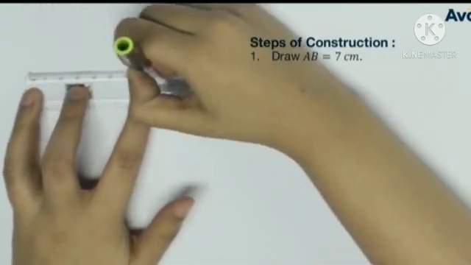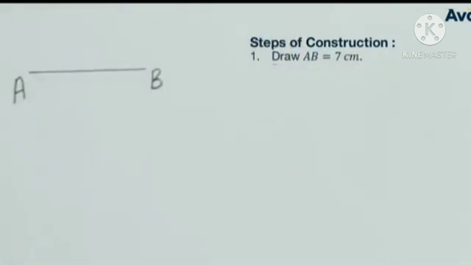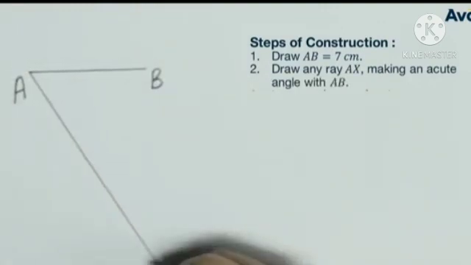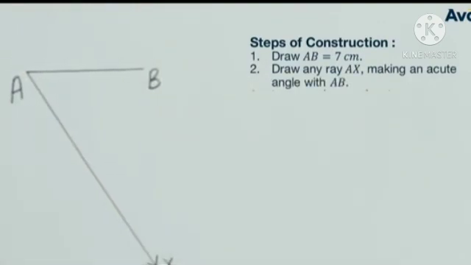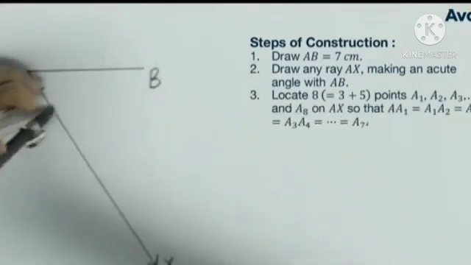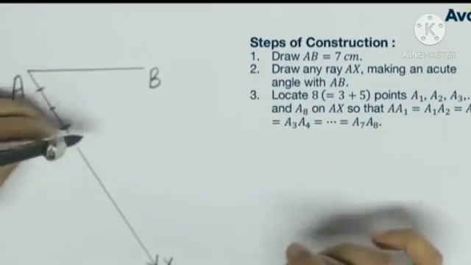Draw AB equal to 7 cm. Draw any ray AX making an acute angle with AB. Locate 8 points, that is 3 plus 5 points on AX such that all the points are equidistant.